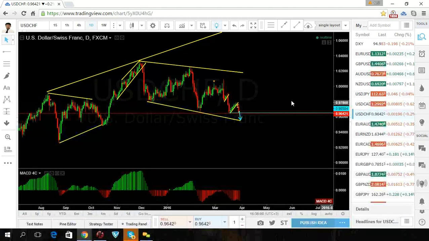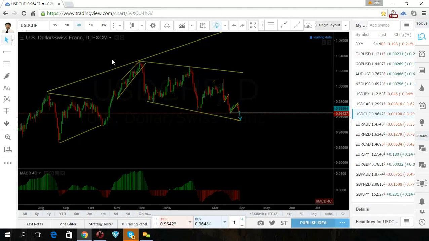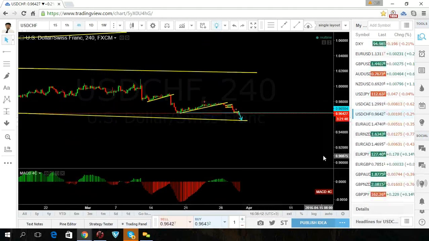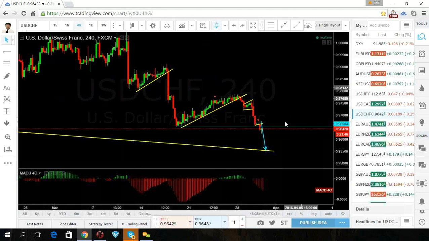So if we're going to get a move to the upside, we need an impulse, we need a correction, and then we're going to talk about buy setups. We don't have a buy setup.